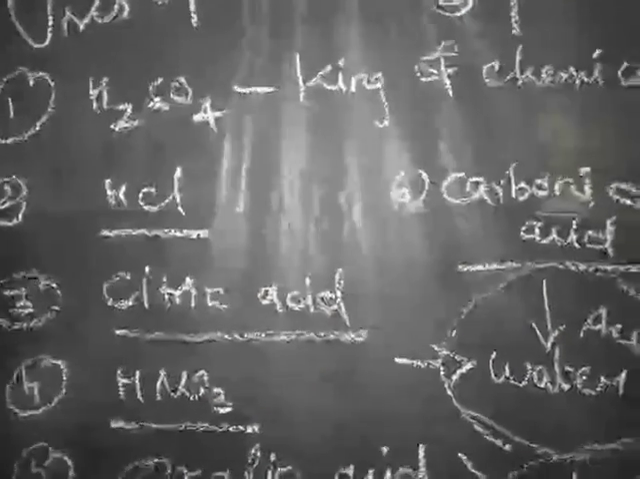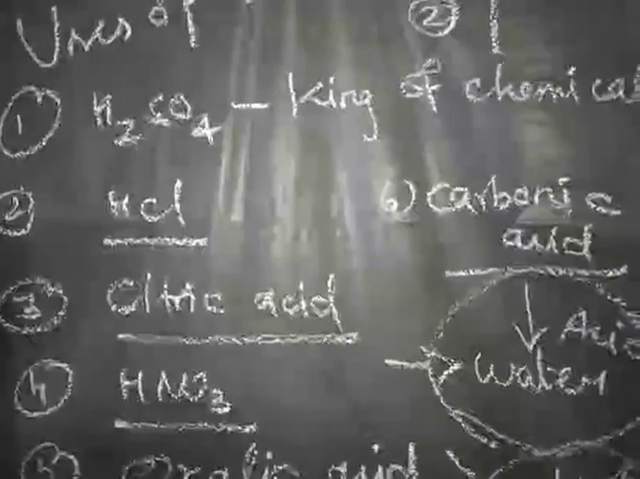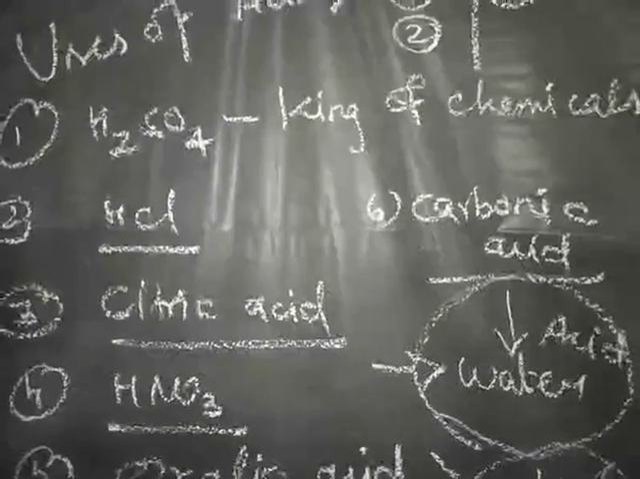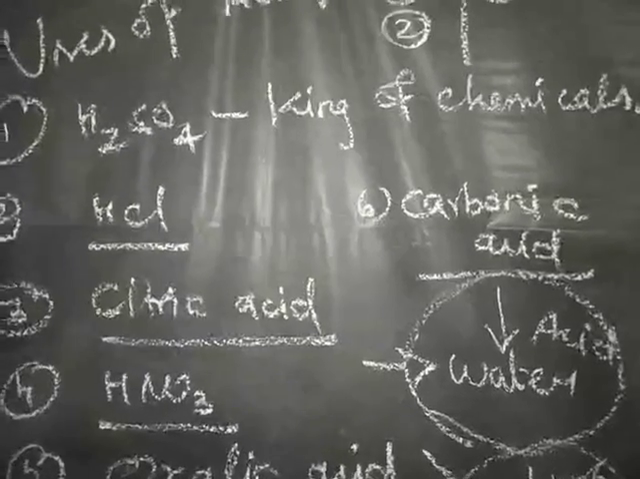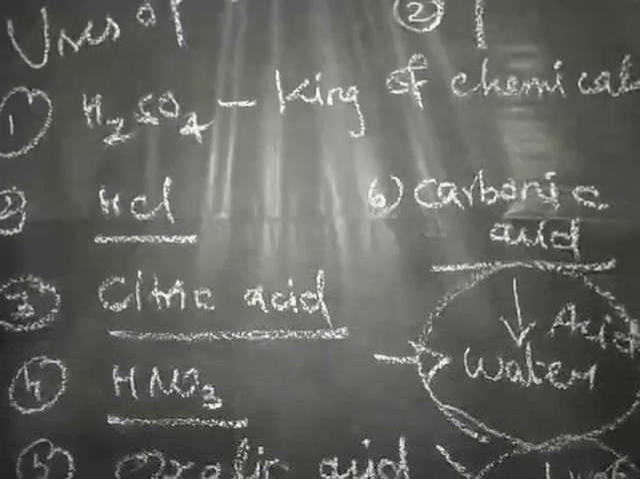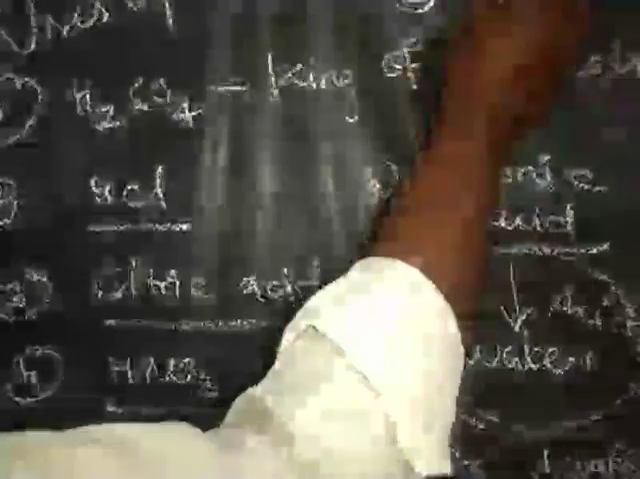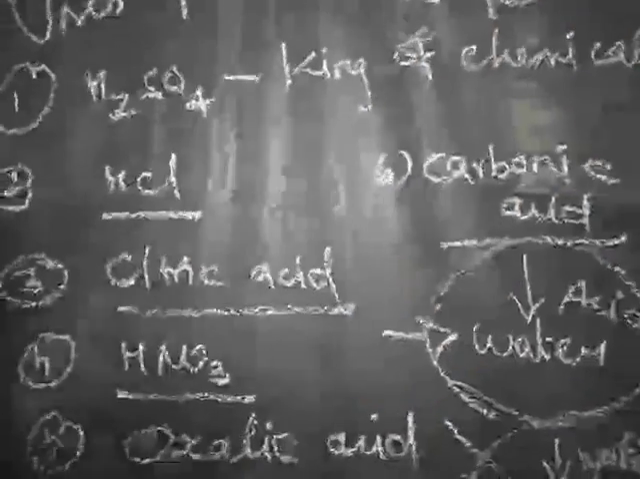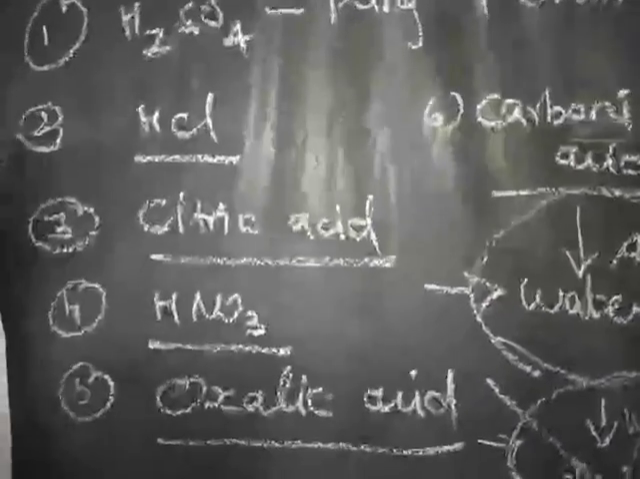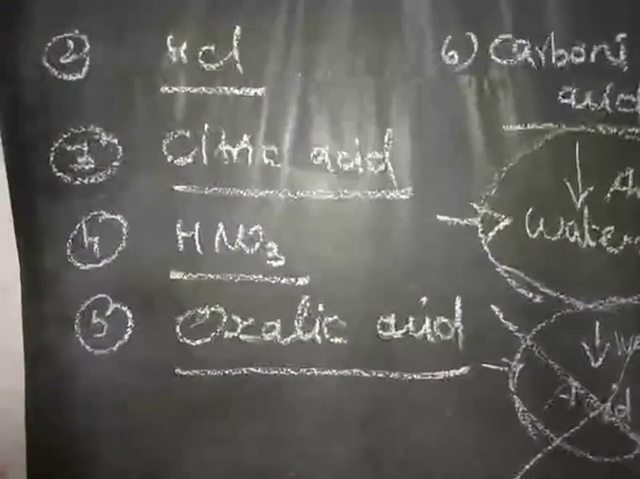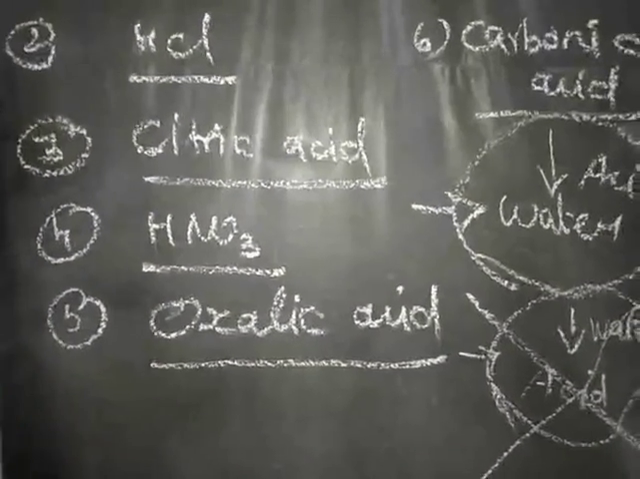Third question: explain the classification of acids based on their different sources. Fourth one: list out the uses of acids. So that's all, today's homework is over.